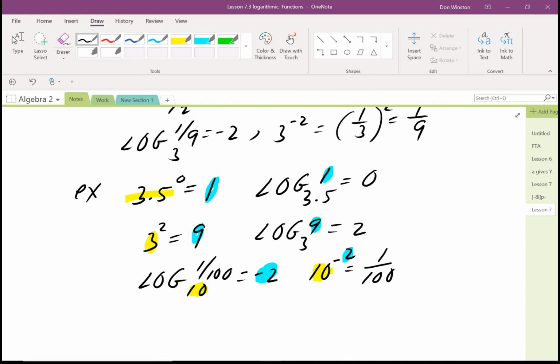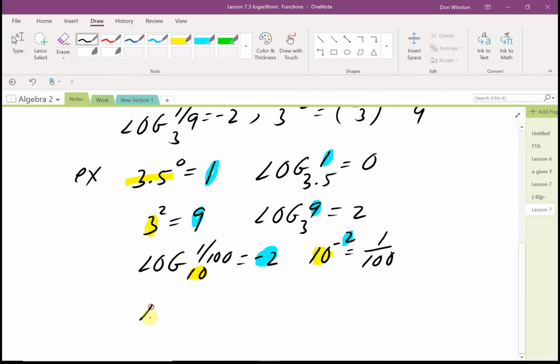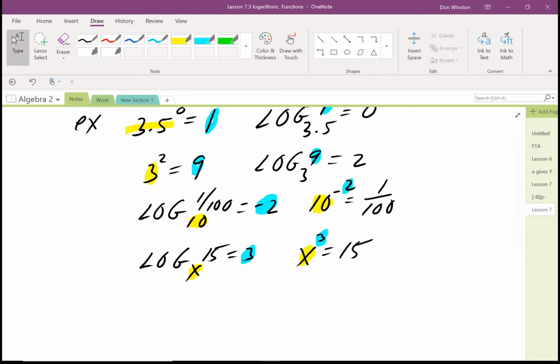Again, if I had something like log base x of, say, 15 equals 3, the corresponding exponential equation would be x raised to the third is equal to 15. Again, here's my base, and I have my 3 and 15. Okay, so get some practice going from exponential to log, or from log to exponential.